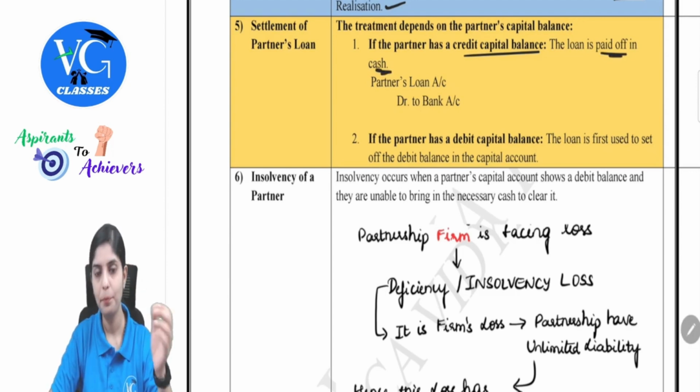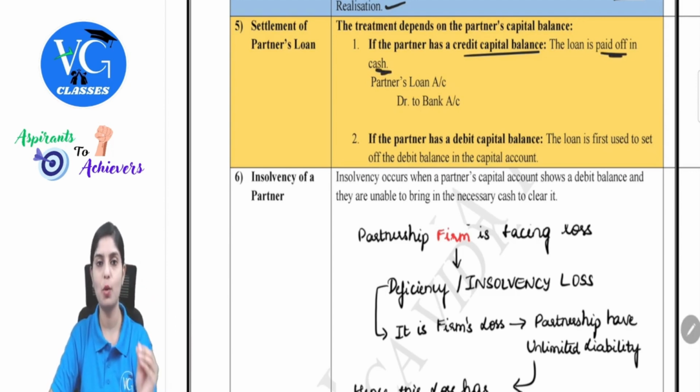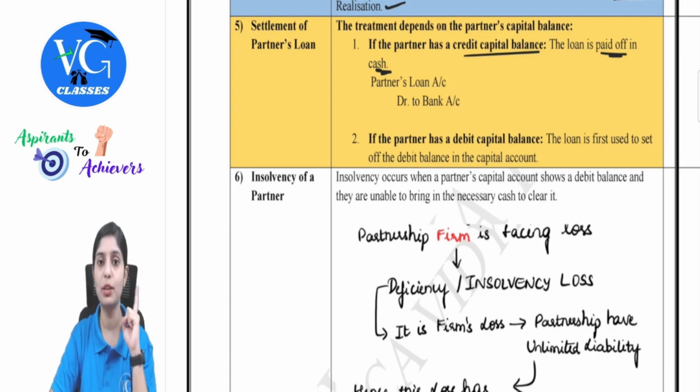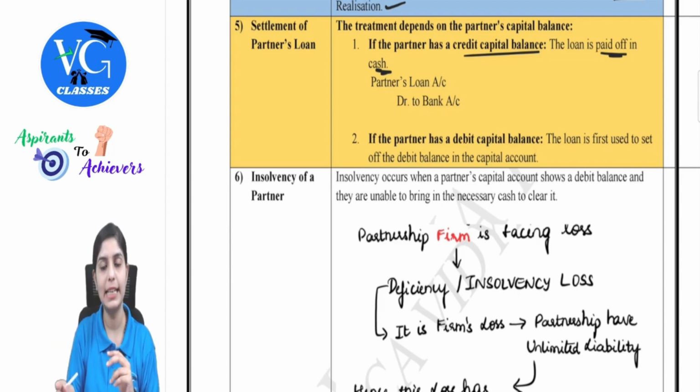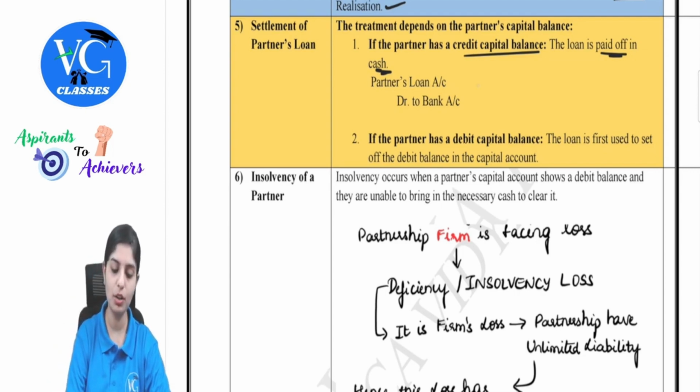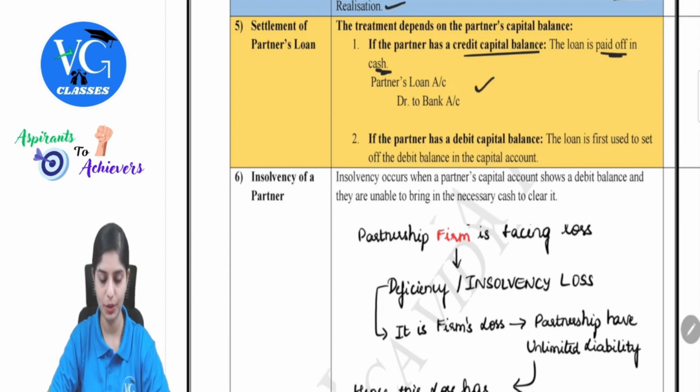So if it is paid, the entry will be partner's loan account debit to bank, because ultimately capital also has a credit balance. But due to the order of settlement, if you remember, first will be with respect to dissolution expenses, second will be towards outside liabilities, third will be with respect to partner's loan. So partner's capital comes later. So when we are settling partner's loan, the entry will be partner's loan account debit to bank account.